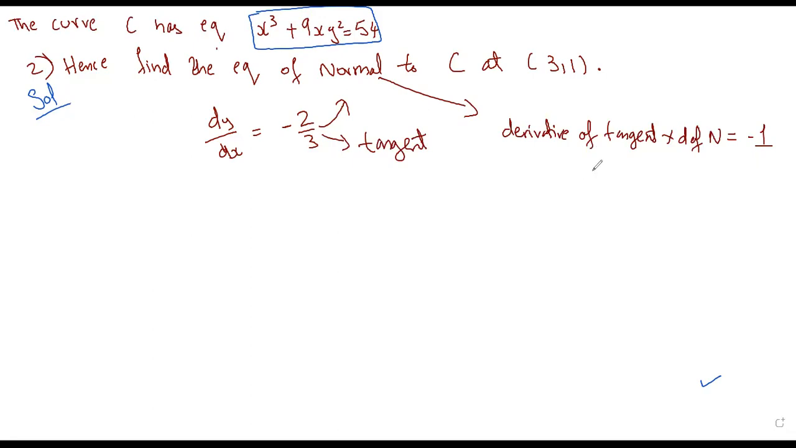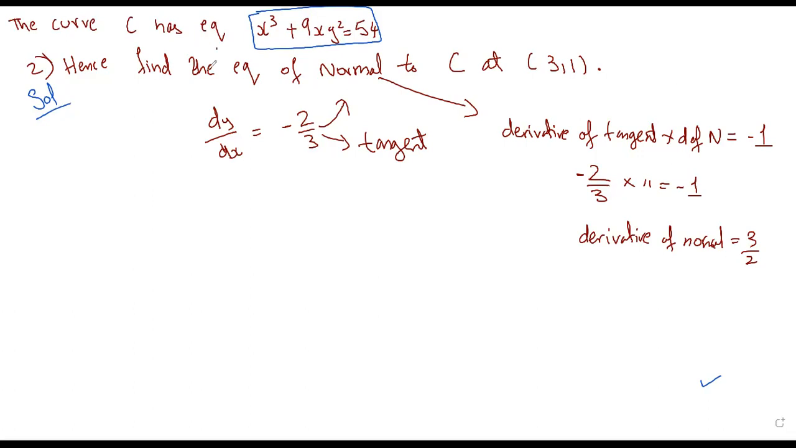It's just like straight line graphs, for perpendicular lines. Derivative of normal would be 3 by 2. This is not part of implicit differentiation. It's a past paper question. I mean it's a question from your book, but it is similar to a past paper question.